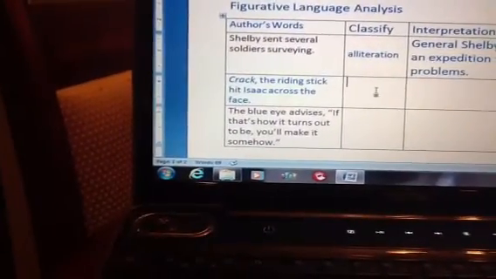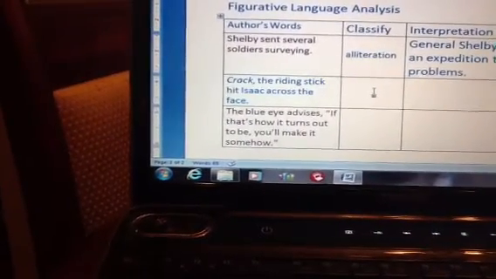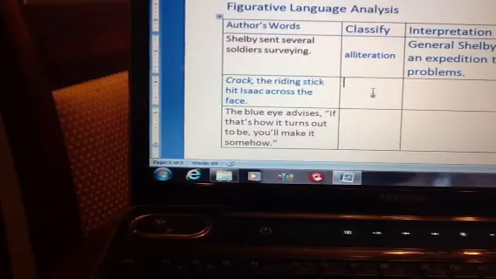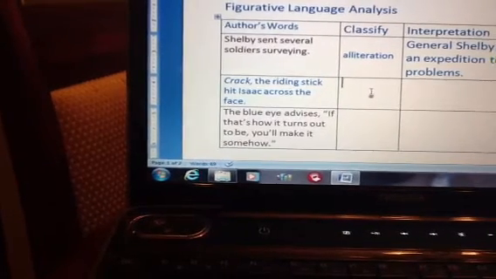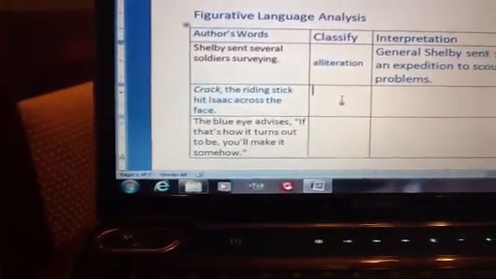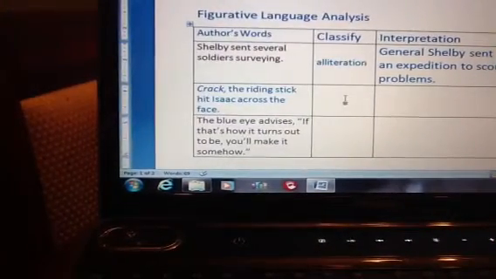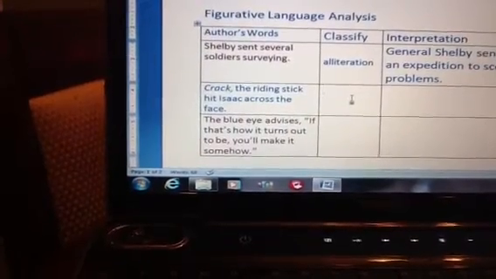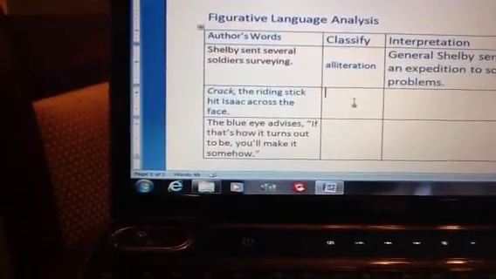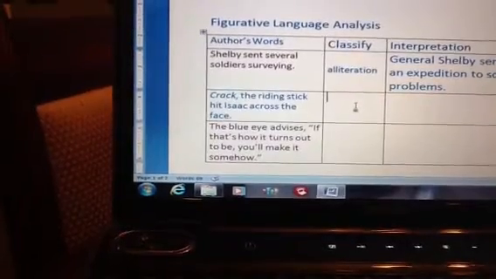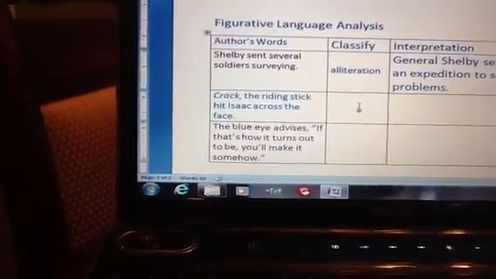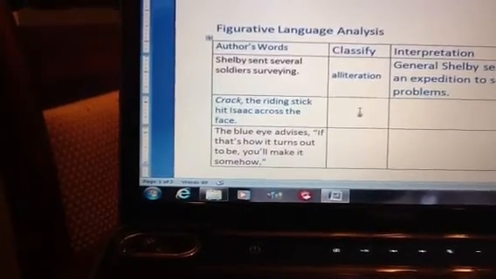The first set, obviously you can see I've done for you. Shelby sent several soldiers surveying. Of course, you can already see from the video, I have labeled that alliteration. I was able to classify Shelby sent several soldiers surveying in the category of alliteration because every word in the sentence begins with the letter S.